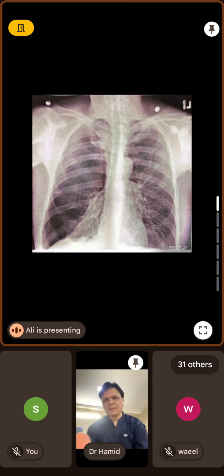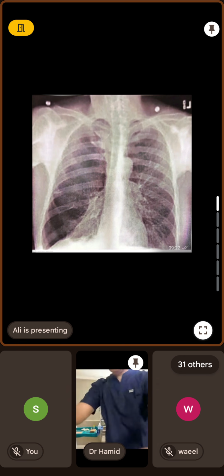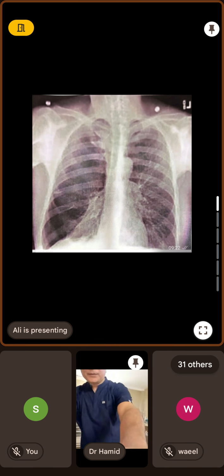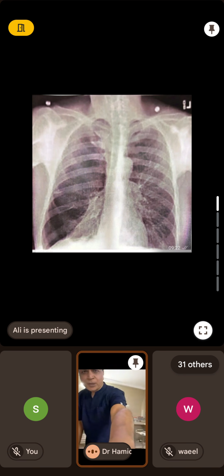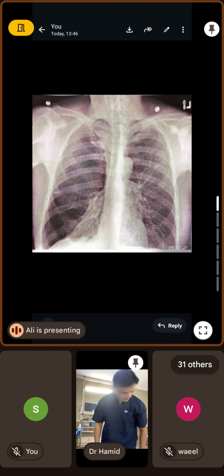Can you see this X-ray? What's the finding in this X-ray? The X-ray is showing totally decreased lung markings. It can be a pneumothorax on the right side. Okay, all right. Thank you.